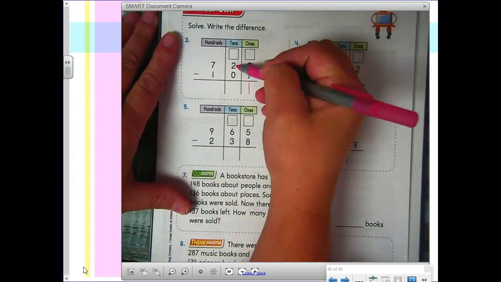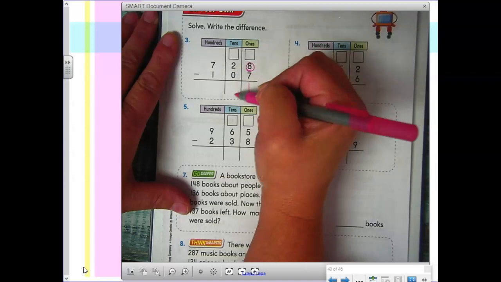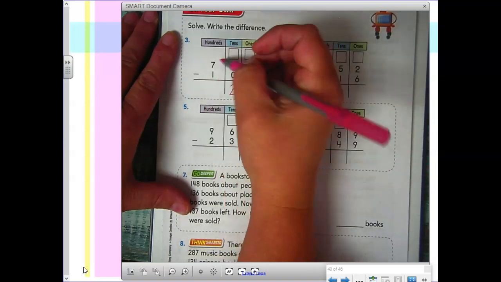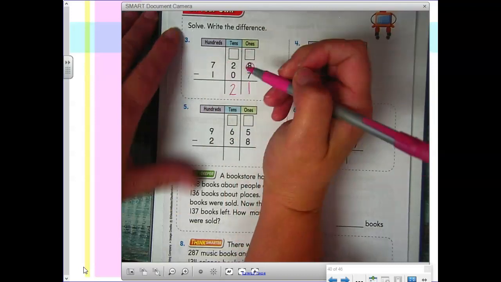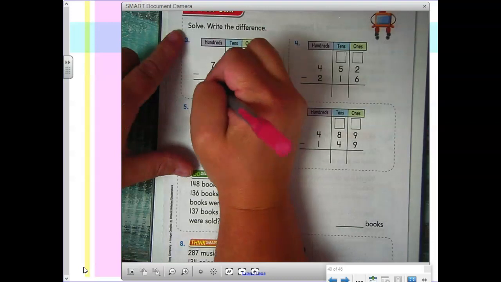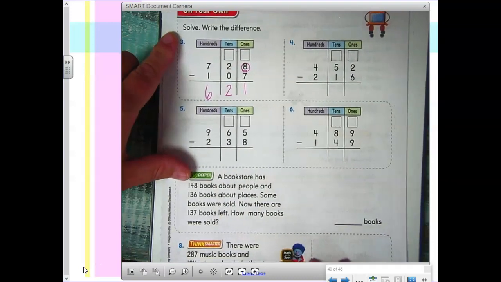Go to your tens place. 2 minus 0 is 2. Bring it straight down. And then your hundreds place. 7, count back 1. 7, 6. What's our answer? 621.